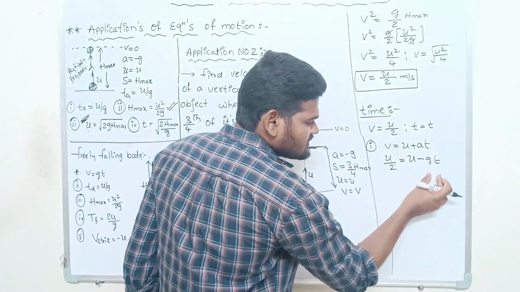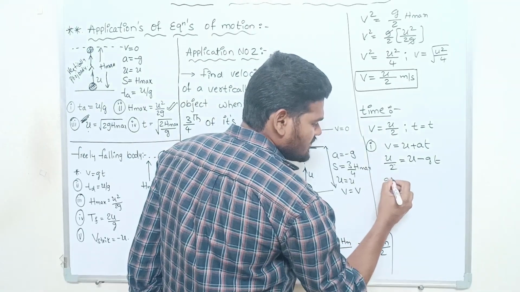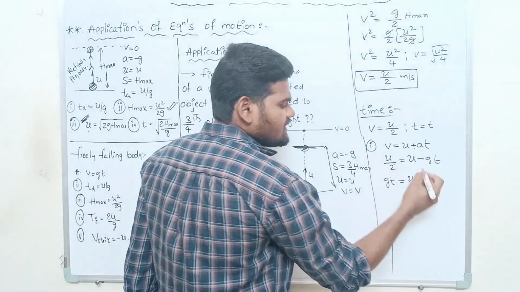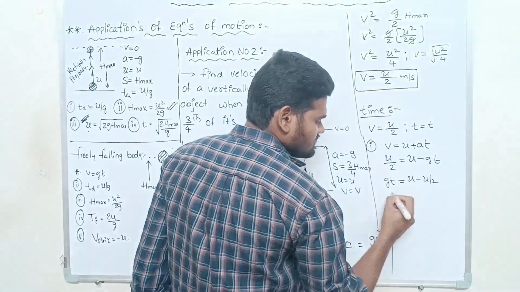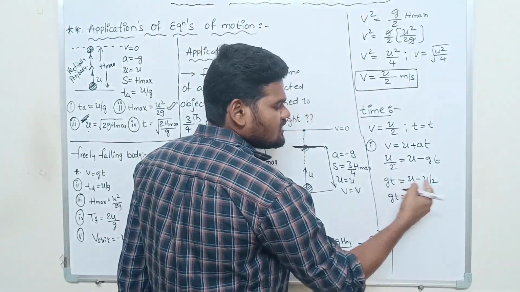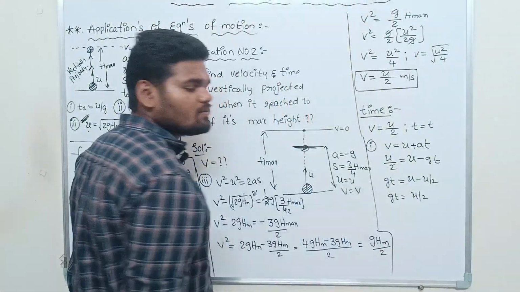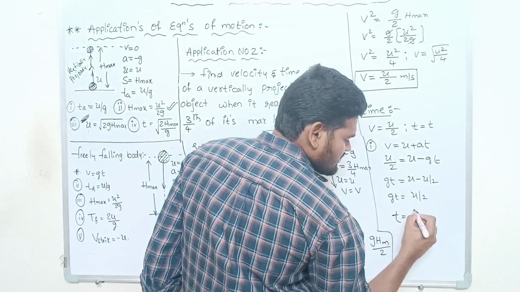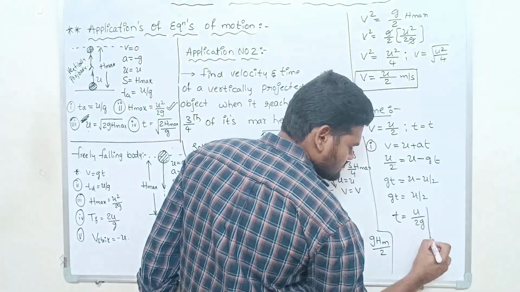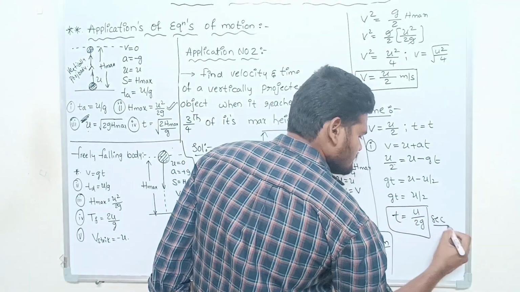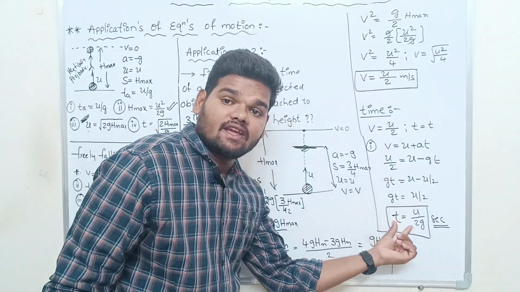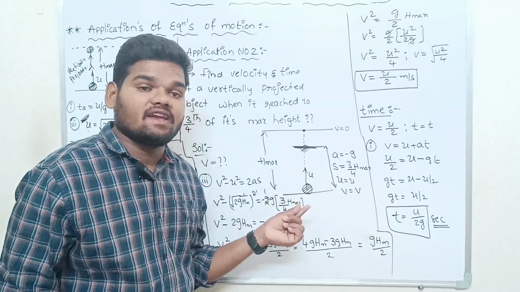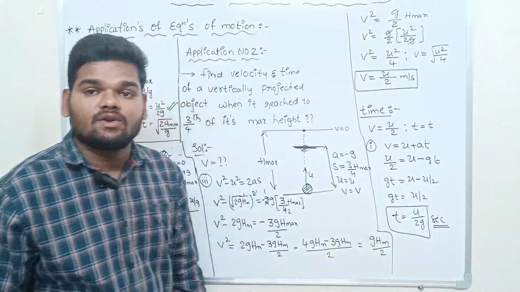Right. So just bring this minus gt to this side, it becomes plus gt. This is equals to u. Bring this u by 2 to that side, it becomes minus u by 2. So gt is equals to u minus u by 2, that is u by 2. If g goes to that side, it becomes u by 2g seconds. So the time taken by the object to reach 3 by 4th of maximum height is u by 2g.